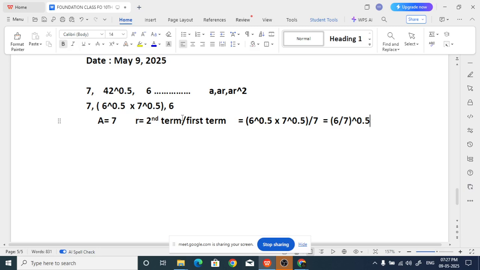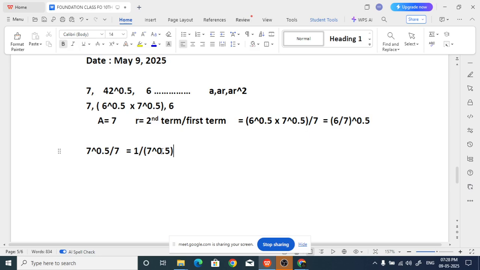See, 6 to the power 0.5 is already there. 7 to the power 0.5 divided by 7 will be how much? See, we will work it out like this. 7 to the power 0.5, that is root 7, divided by 7. What will be the answer? Is it equal to 1 by 7 to the power 0.5? 1 by root 7? Yes, sir. That is what I have written there.